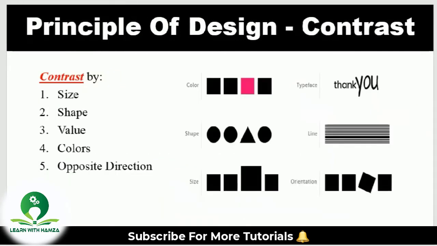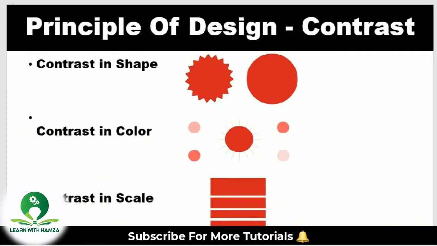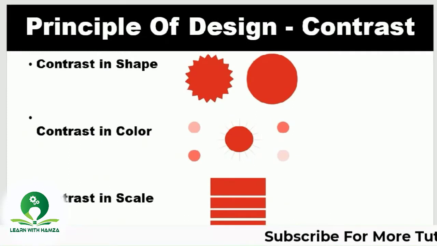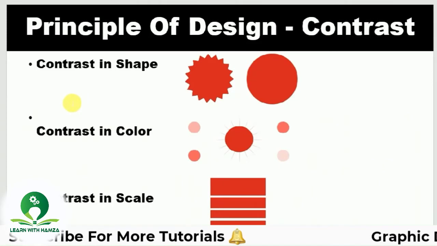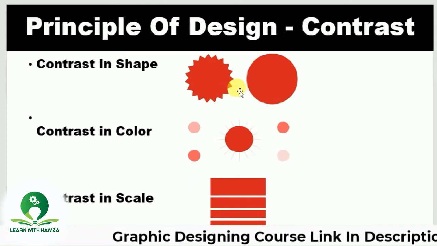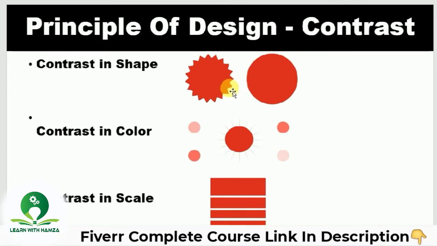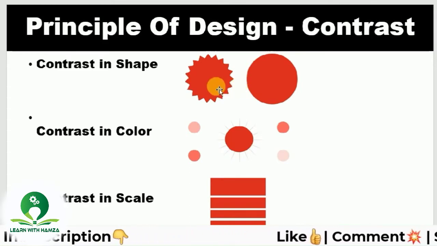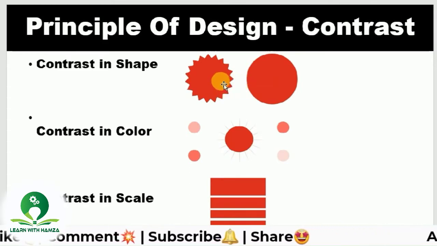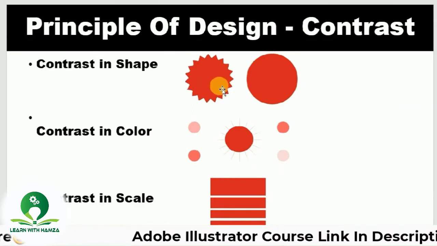Friends, we can create contrast by using size, shape, value, colors, or by using opposite direction of elements. Let me explain these one by one. First of all, we have contrast in shape. It is interesting to note that these two shapes have almost the same size, same scale, but they have very different characteristics. Both are rounded while it has a pointed top.